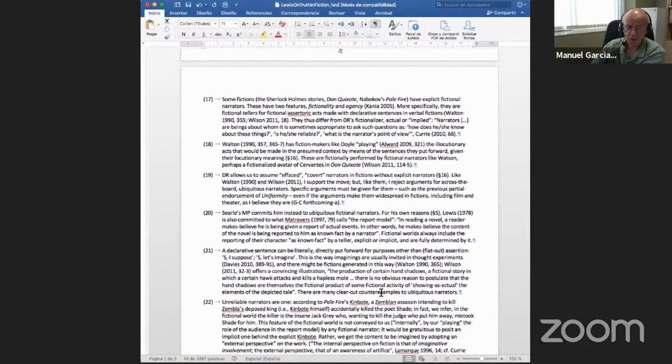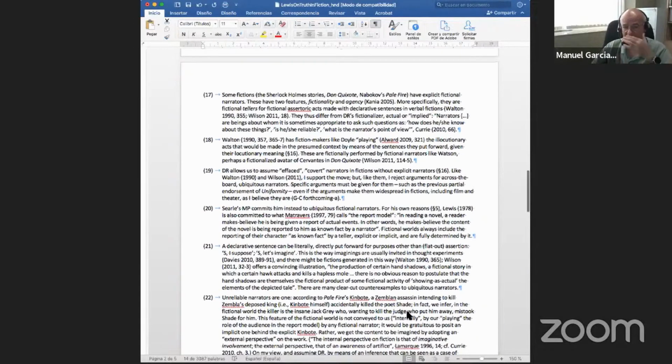So some fictions, like the Sherlock Holmes stories or Don Quixote or Nabokov's Pale Fire, have explicit fictional narrators. Explicit narrators, as this term is understood for my purposes, have two features. They are fictional and they are agents. But more specifically, we should say they are fictional tellers for fictional assertoric acts made with the declarative sentences that we find in verbal fictions. So it's not that they are just agents. What Watson or the first personal narrator of Don Quixote are doing is asserting things, fictionally, of course, but they are asserting things. This is what is distinctive of fictional narrators, as I am using the term.